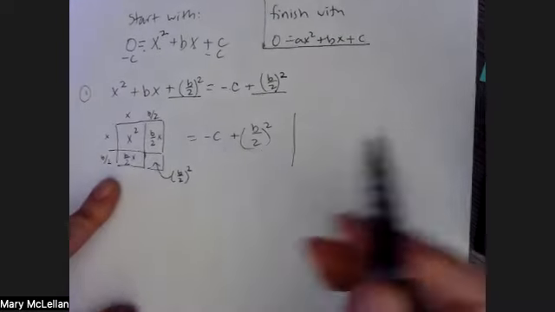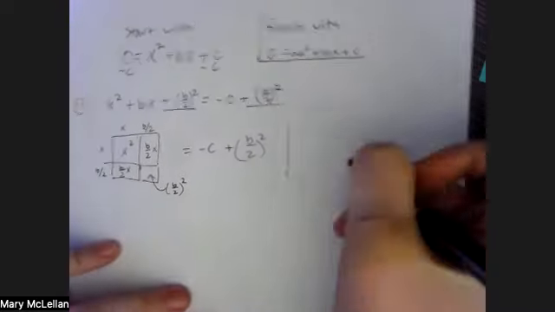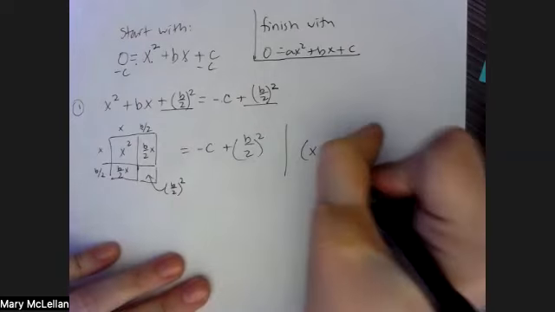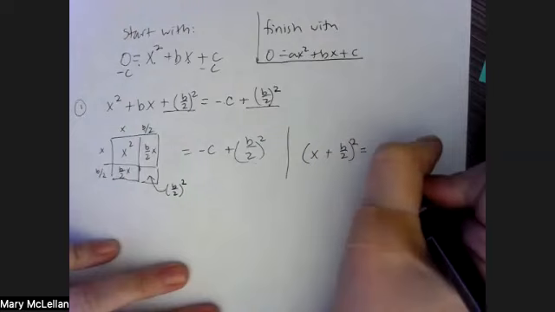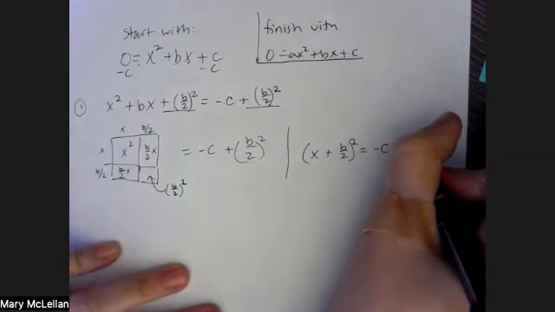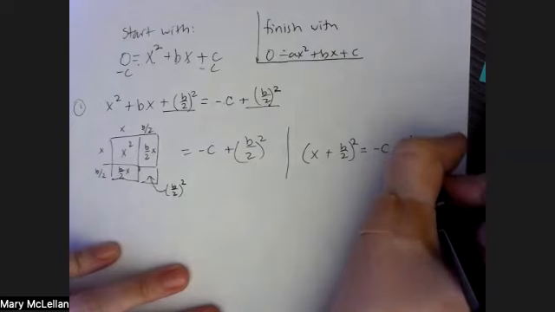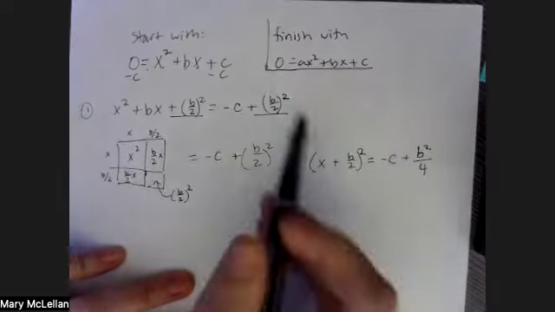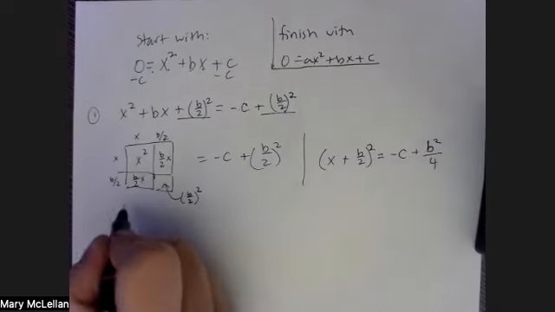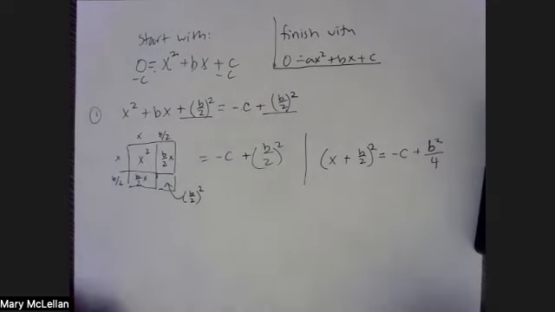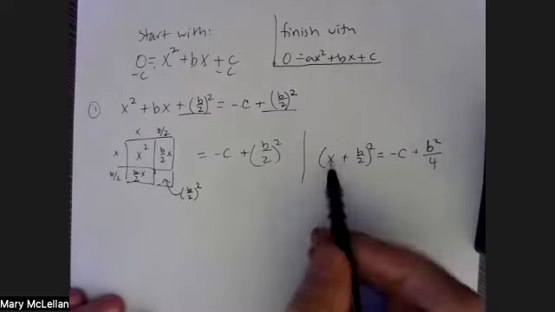Then, remember, I'm trying to complete the square, so I'm going to write this in perfect square form. This is (x plus b over 2) squared is equal to negative c plus b squared over 4, which is the same as (b over 2) squared. Okay. So now that I've done that, I want to know what x equals.